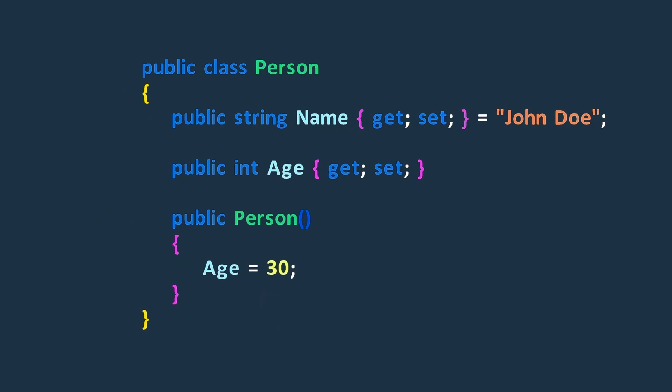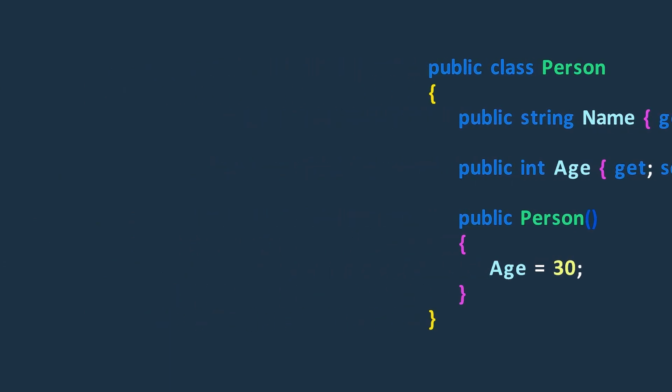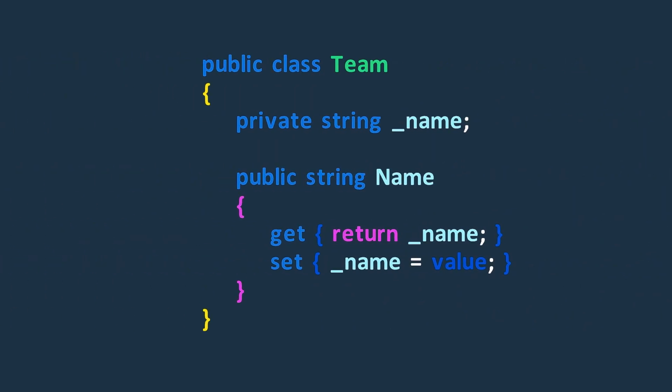Alright. Auto-properties are great because they simplify property declaration and save us from writing extra code for the backing field. But remember, auto-properties are helpful when we don't need to add logic or validation in the property accessors.